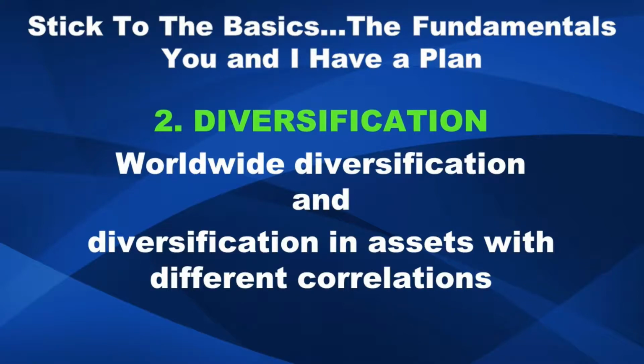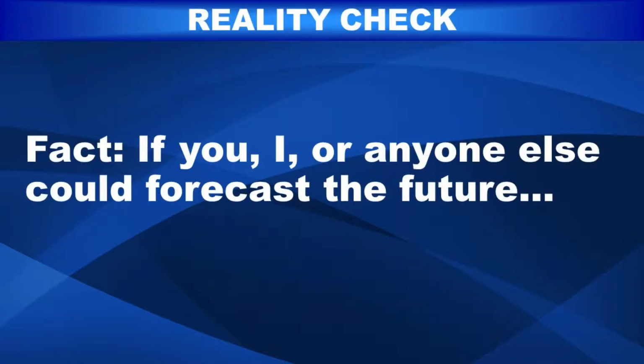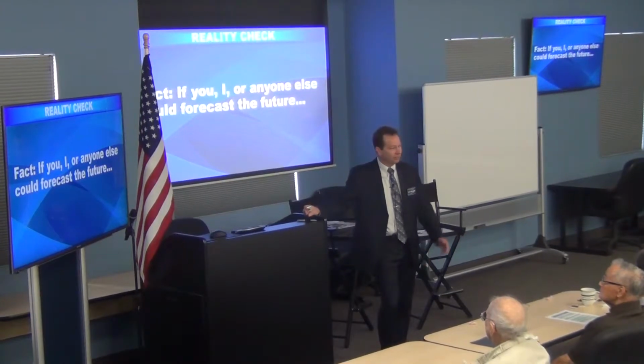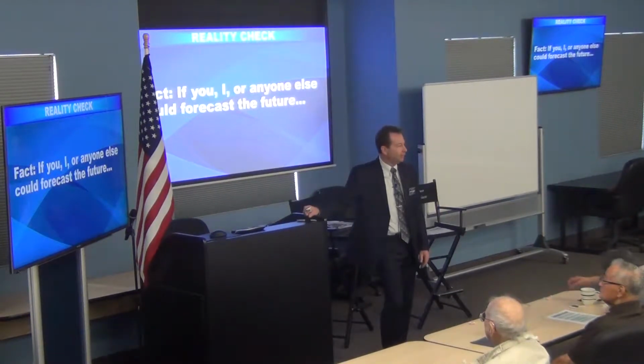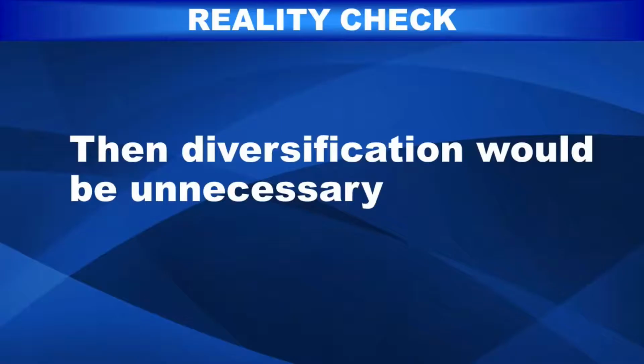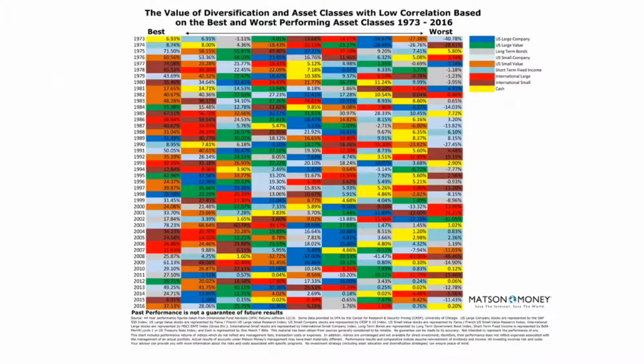Number 2, diversification, which is worldwide diversification and diversification in asset classes with different correlations. If you or I or anybody else could forecast the future, we wouldn't need to diversify. We'd just buy the investment that's going to go up. It would be so easy, and diversification would be unnecessary.